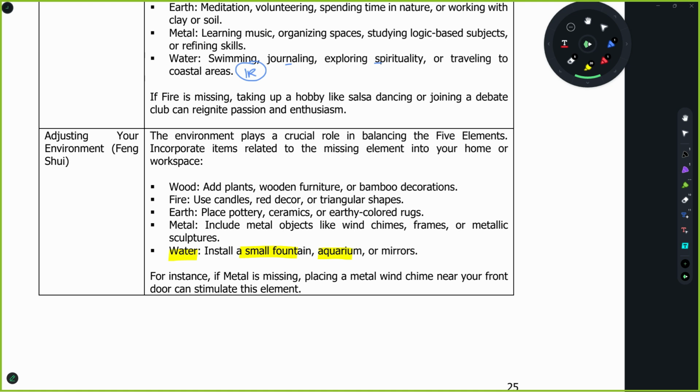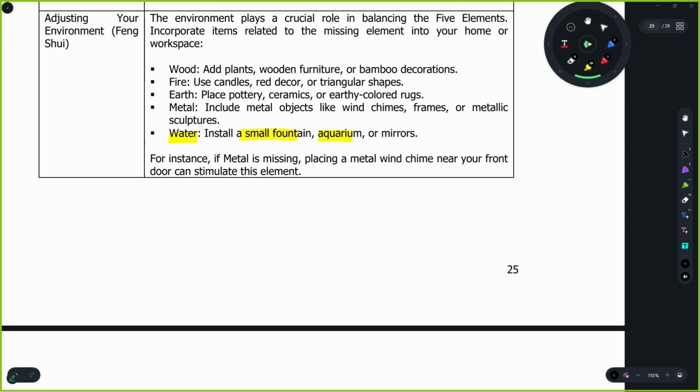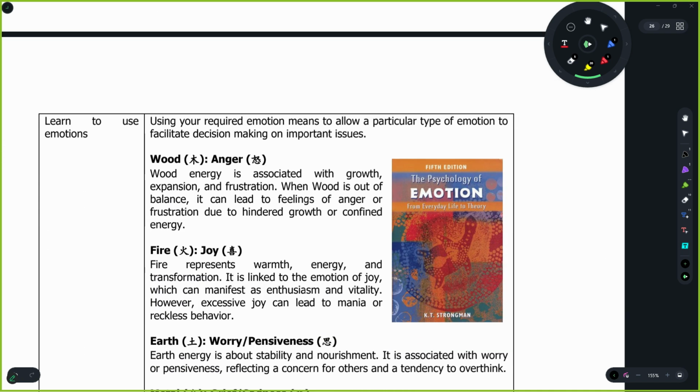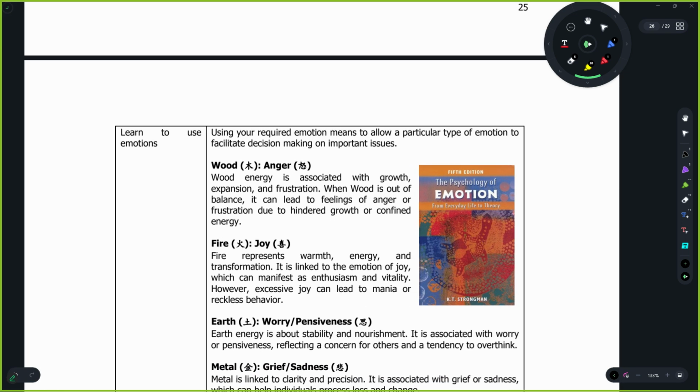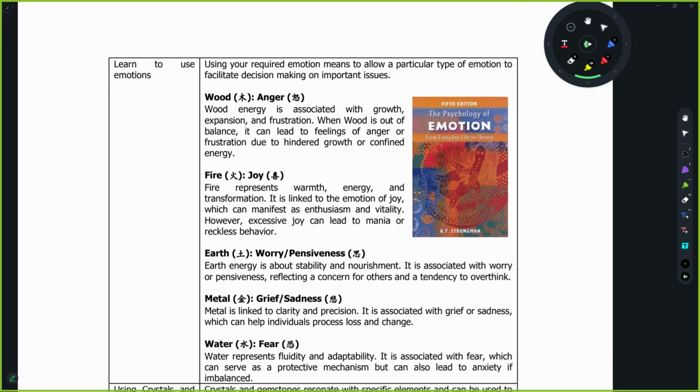But once again, we are referring to natural items, metal, mirrors. We're referring to natural stuff, candles, salt water, and so on. Not figurines or anything. So this is remedy number five. Now remedy number six is to adopt a particular type of emotion that can facilitate your decision making.